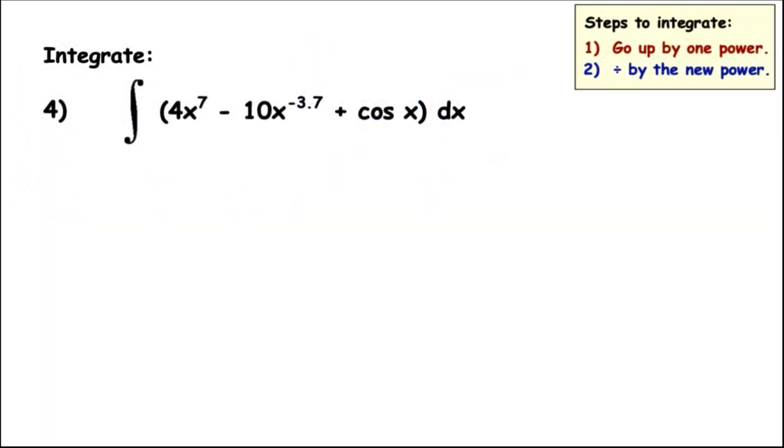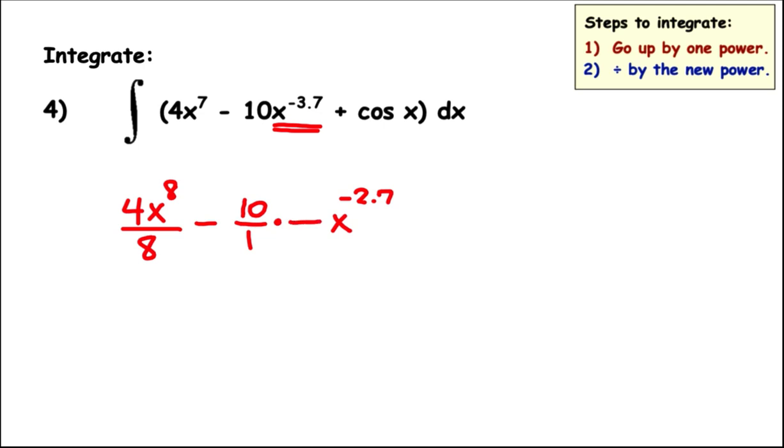This works with decimals and trig and everything, so I'm just going to see what we know. All right, let's go. This is 4x to the 8th. Divide by the 8th. All right, we'll clean that up later. Minus, again, 10/1. Oh boy, up by a power is going to be x to the negative 2.7. I know it sounds like I'm making this up, but it really does work. You have to divide by the new power, so I'm going to multiply by the reciprocal of that, which is just 1 over negative 2.7.